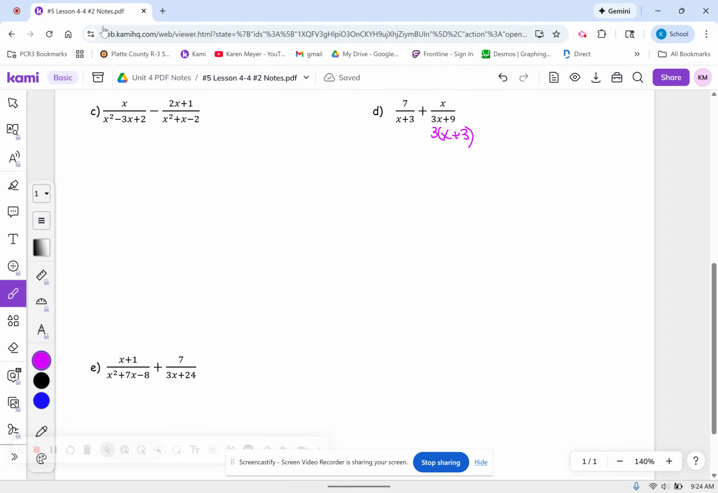So then my LCD. Well, they share an x plus 3, so I write that down one time. And then they don't share the 3, so I have to write that down as well.